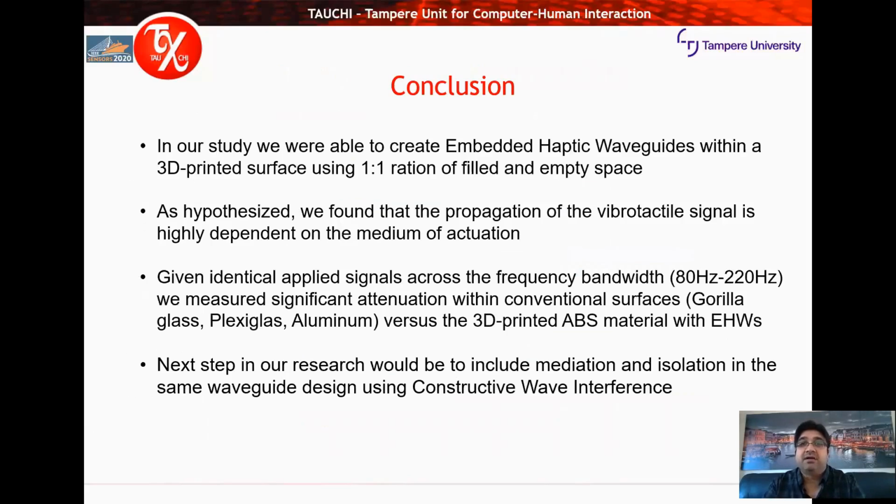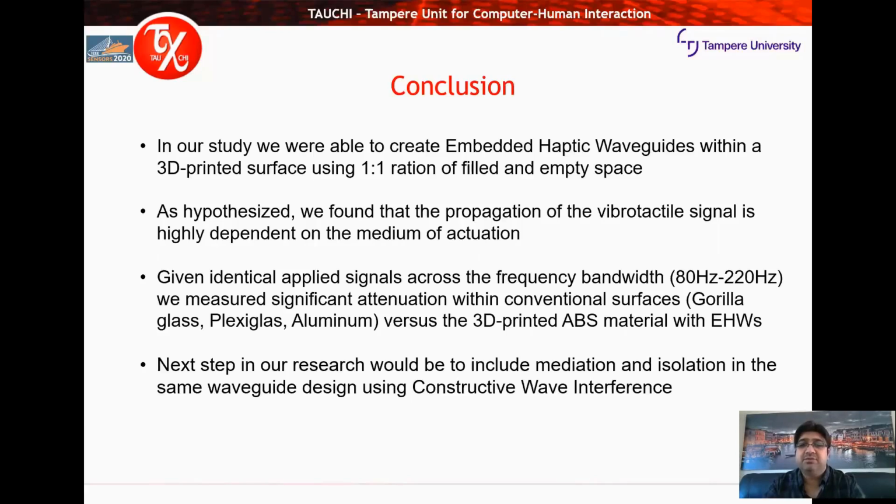In summary, our current work shows that it's possible to create embedded haptic waveguides within a 3D printed structure to improve signal propagation and limit attenuation and distortion. As hypothesized, we found that the propagation of vibrotactile signals is highly dependent on the medium of actuation. Given identically applied signals across the frequency bandwidth, which was 80 Hertz to 220 Hertz, we measured significant attenuation within conventional surfaces such as Gorilla Glass, plexiglass, and aluminum over the custom 3D printed ABS material with embedded haptic waveguides.